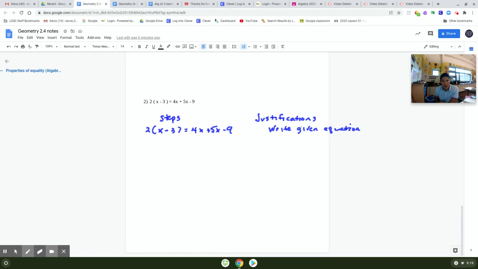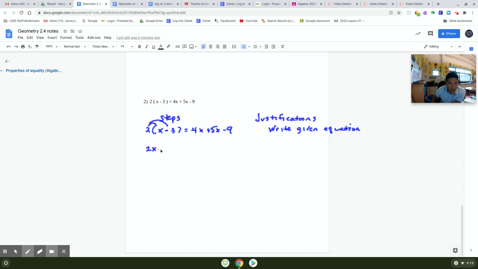For example, what I'm going to do first here is distribute. Other people might combine like terms. Some people might do those in one step, but especially if we're justifying every step, I kind of don't want to combine steps here. Okay, so multiply the 2 by everything inside the parentheses on the left side.